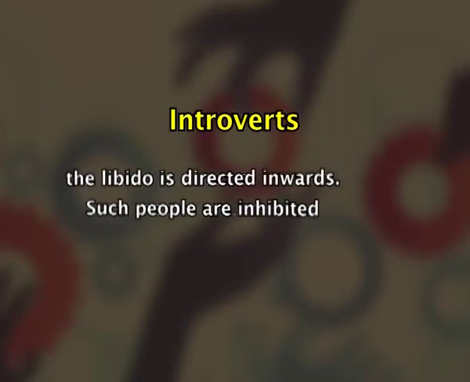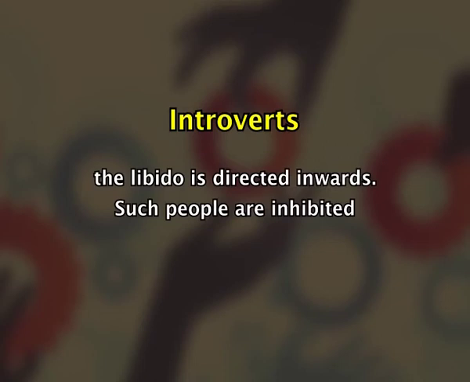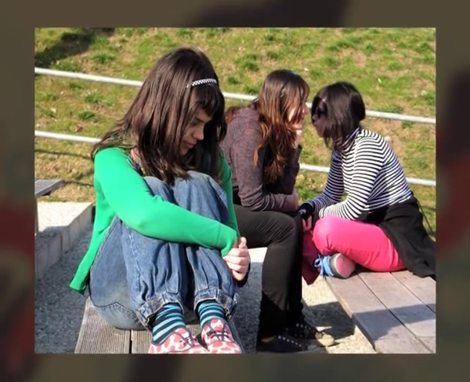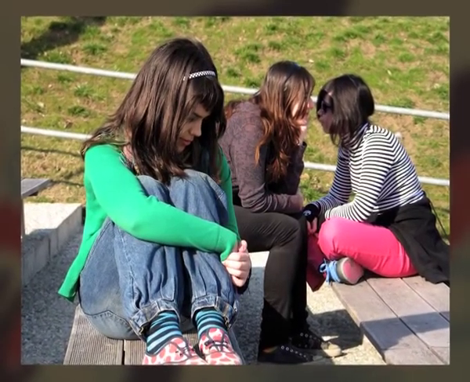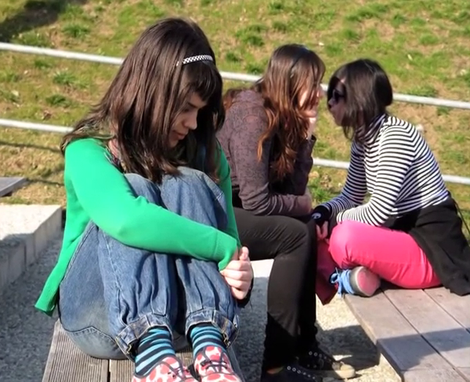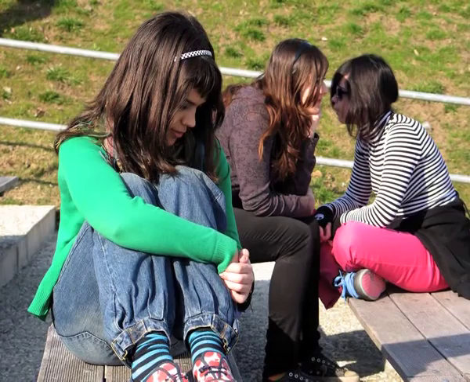Number 2, introverts. In introverts, the libido is directed inwards. Such people are inhibited in interpersonal relationships and stay absorbed in their own feelings, experiences and consciousness. An introverted individual is shy, avoids people and enjoys being alone. Scientists and philosophers may be termed as introverts.